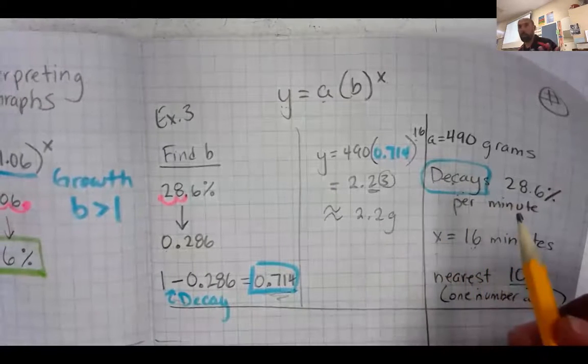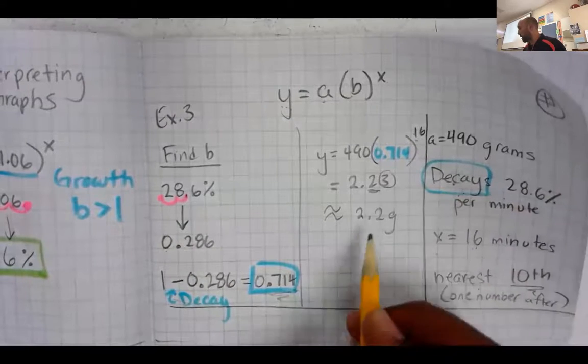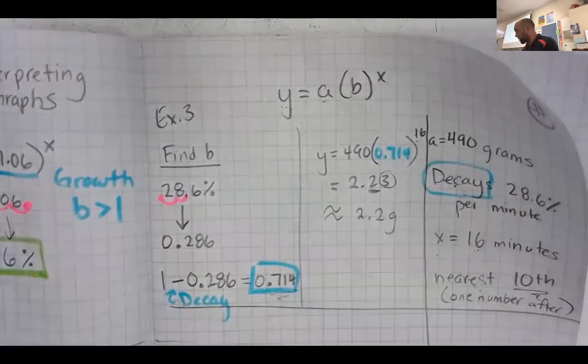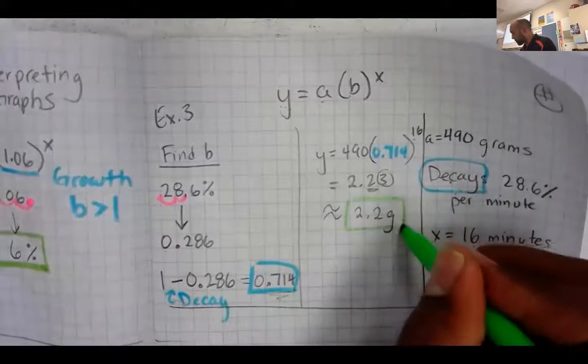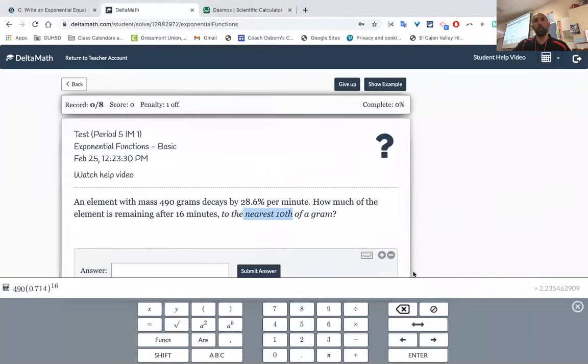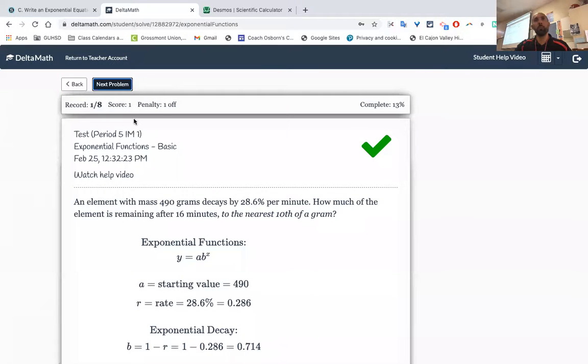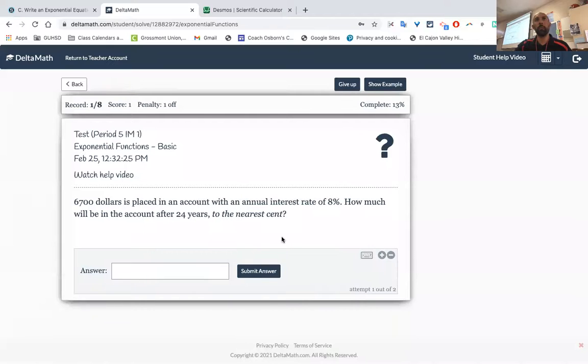I don't know why we have 2.2, but whatever the case, it just kind of disintegrated, all right? So that's your answer, 2.2. So I'm going to plug that in. Hopefully we get that right. Beautiful. All right.